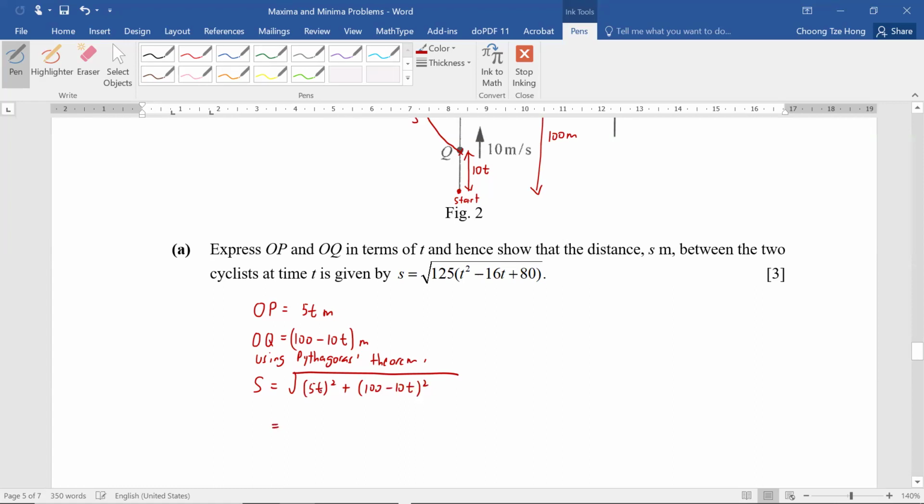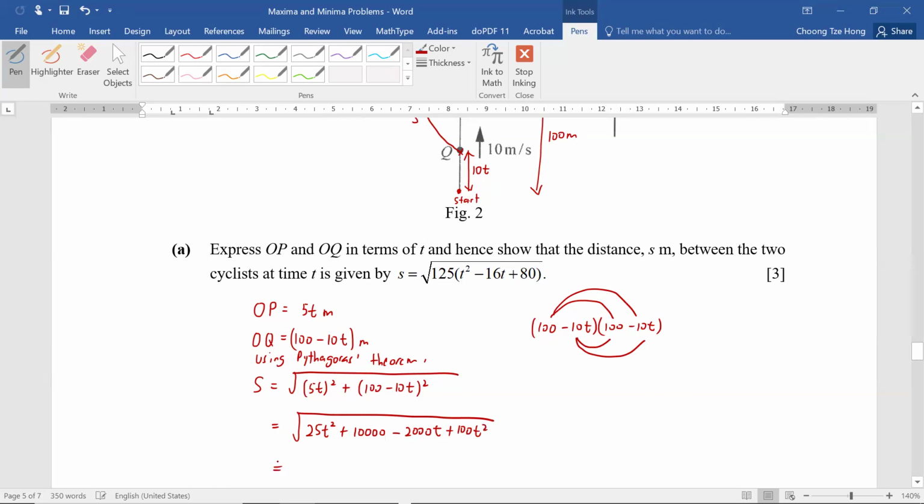Let's expand out the inside and then we simplify, and we should be able to get this. So we'll get 25t squared plus 100 squared, which is 10,000. Then this one, just expand it using the rainbow method. If not sure, always go back to the basics. So 100 times negative 10t is negative 1000t, then another negative 1000t, so negative 2000t. Then negative 10t times negative 10t will give you 100t squared.